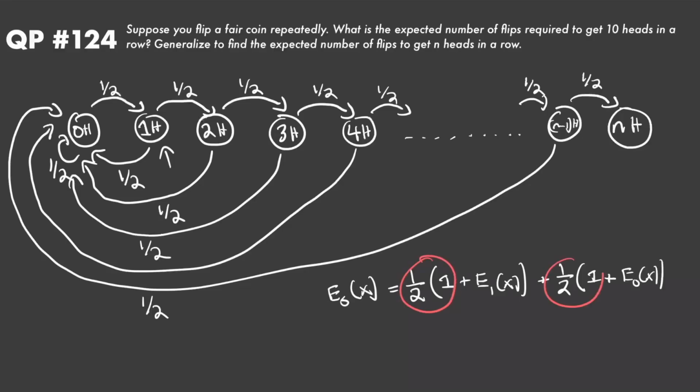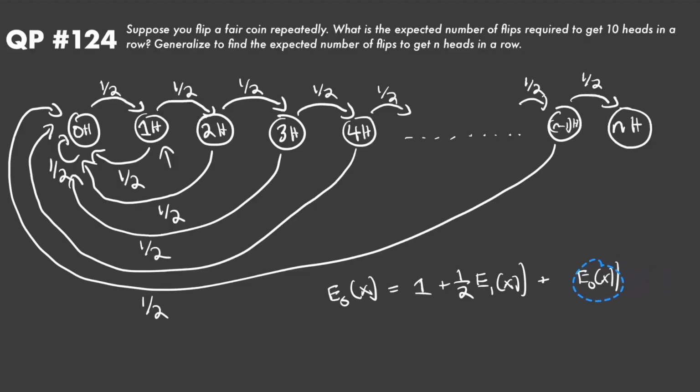We can also just rewrite this. Basically, we can combine these like terms right here. These just sum up to 1, so we could just say instead 1 for my flip, plus 1/2 times the expected number of flips from my first state, plus 1/2 times the expected number of flips from the state that I started in. So plus 1/2 times this right here. From my starting state, I flip the coin 1 time, then I have a 1/2 probability of advancing a state and a 1/2 probability of staying in the same state.